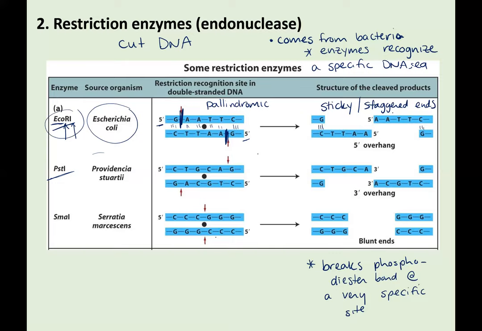PstI comes from this different bacteria. SmaI comes from Serratia, and it makes what we call a blunt cut. So it cuts right down the middle of the sequence it recognizes. And blunt ends are much harder to clone with because they don't have this overhang that makes the DNA want to do base pairing. So you have to kind of jam these ends together. So for the most part, we use sticky or staggered ends.